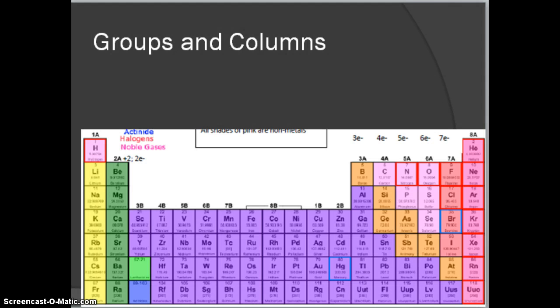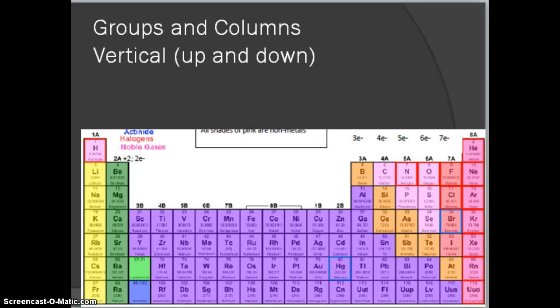First of all, groups and columns. Where are they? What direction do they go? They go vertical, or up and down. So here we have group 1. Here we have group 2. This is also a group, called 6B as in boy. Here's another group. Here's another group. Our noble gases at the end are another group or column. Usually we call them groups more often than columns, but they mean the same thing.